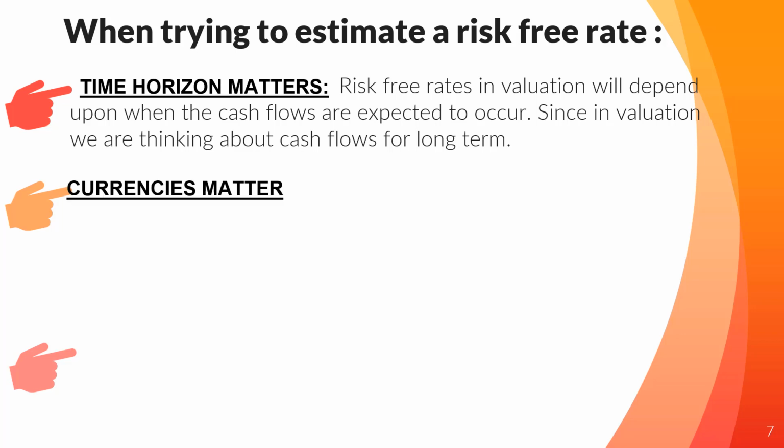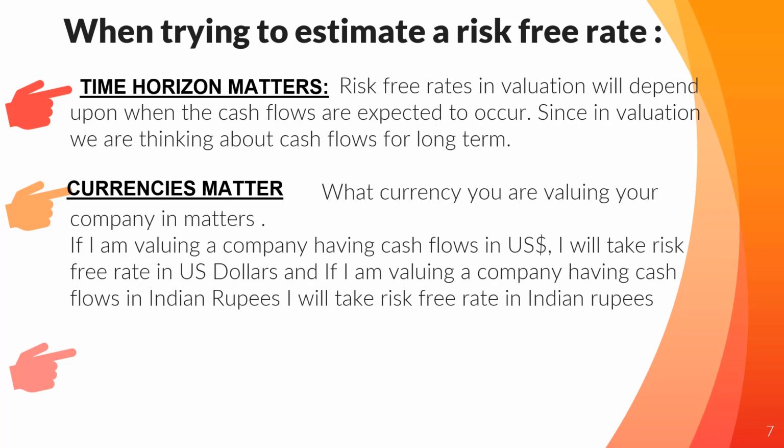The second one is currencies. Now this is very important to understand. Let's say if I'm valuing a company having cash flows in US dollars, I will take the risk-free rate in US dollars. Now remember, I didn't say a US based company or a US based registered company. I said the company is having cash flows in US dollars. And similarly, if I'm valuing a company having cash flows in, let's say, Indian rupees, I will take the risk-free rate in Indian rupees. And similarly, a company having cash flows in Brazilian reais, I will take the risk-free rate in Brazilian reais.